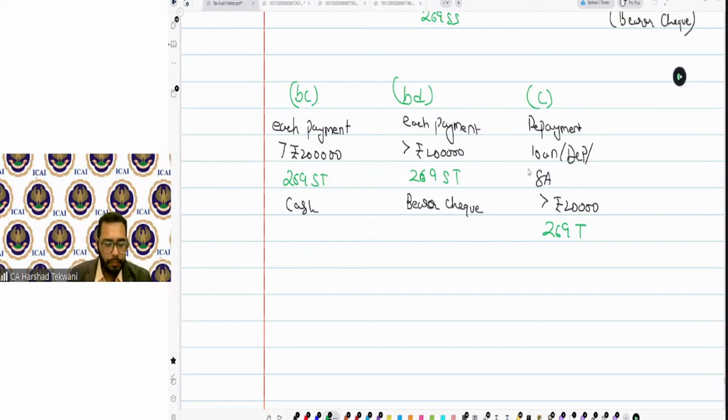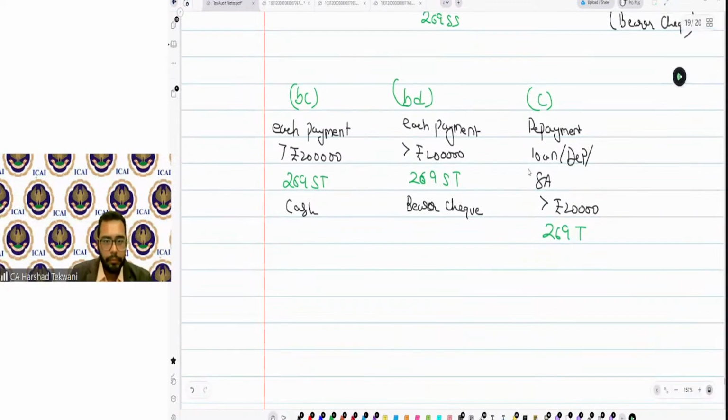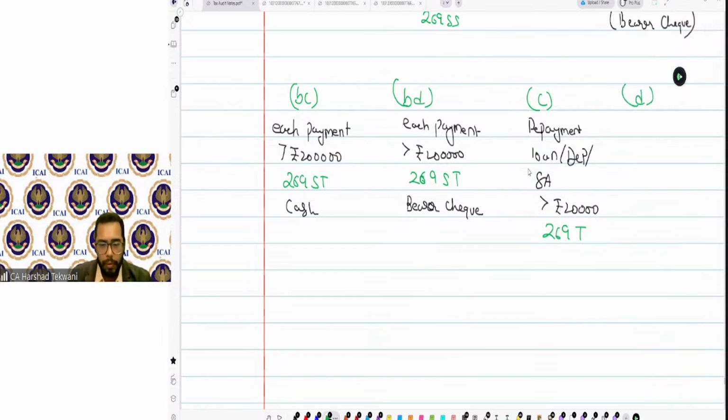Then comes D. Okay. It is with respect to again repayment received. Now here I am talking about repayment received. Remember, repayment received by assessee. Okay. Repayment received by assessee for amount more than 20,000. Again, the limit is coming from 269T, in cash.